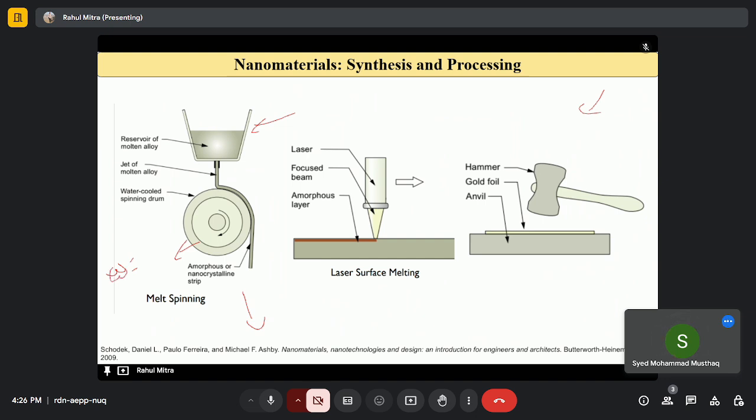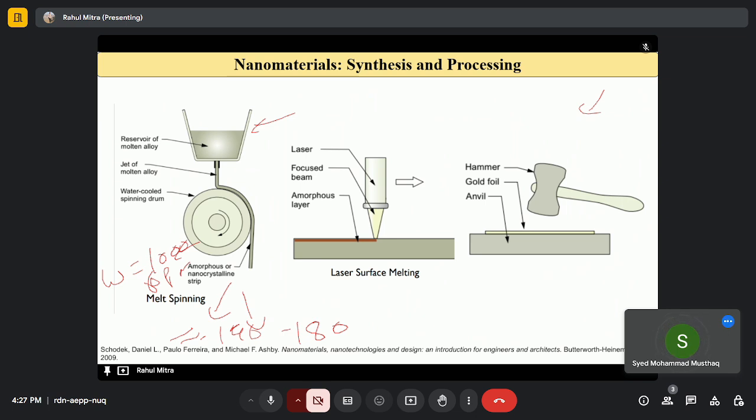Omega is 1000 RPM, at low temperatures, like maintaining a temperature of minus 140 to 180. So these temperatures can be achieved with liquid nitrogen. We have the formation of ribbons in this process.